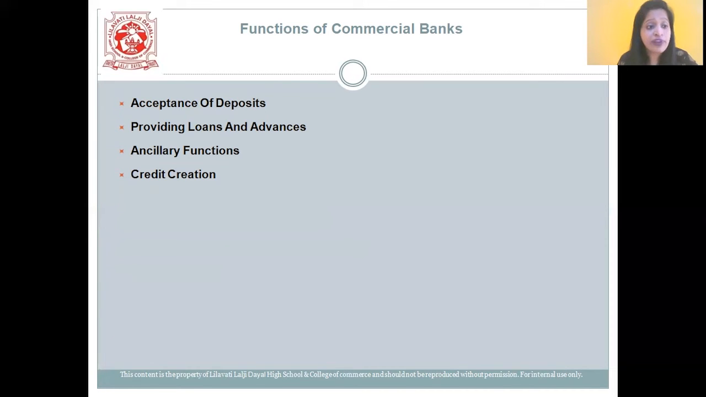The third one is ancillary functions. Ancillary functions include other services like transfer of funds, collection of money, merchant banking, and safe deposit lockers. All these functions are also performed by the commercial bank. The last one is credit creation. Credit creation becomes one of the most important functions of the commercial bank. They are the creators of credit, we can say. So four functions of the commercial bank, students: first, acceptance of deposits; next, providing loans and advances; third, ancillary functions; and fourth, credit creation.